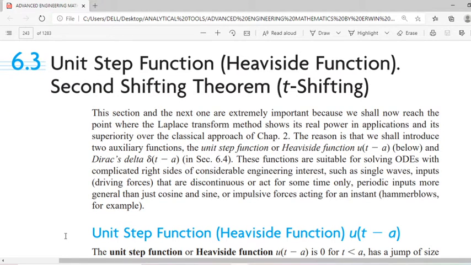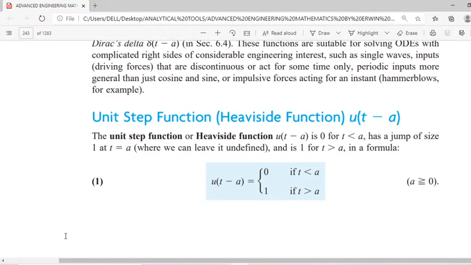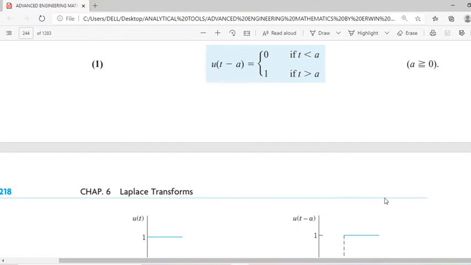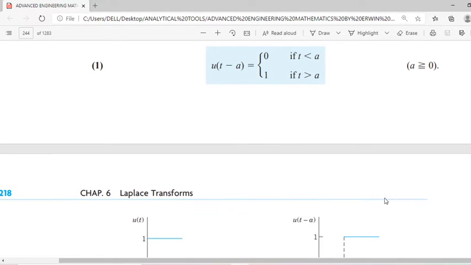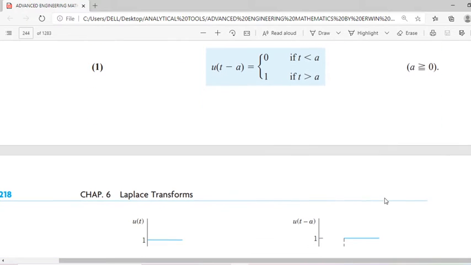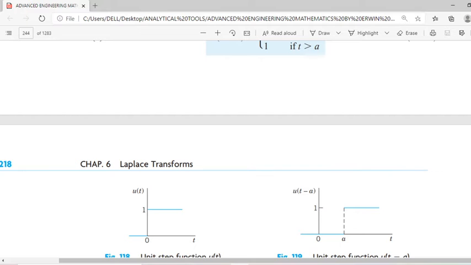Another is the unit step function and the second shifting theorem. So let us look at this theorem. Let us consider the function u of t minus a, that is 0 if t is less than a, and 1 if t is greater than a, where a is a positive number. So this is the shape of that function. Before a it is 0, and after a it is 1.